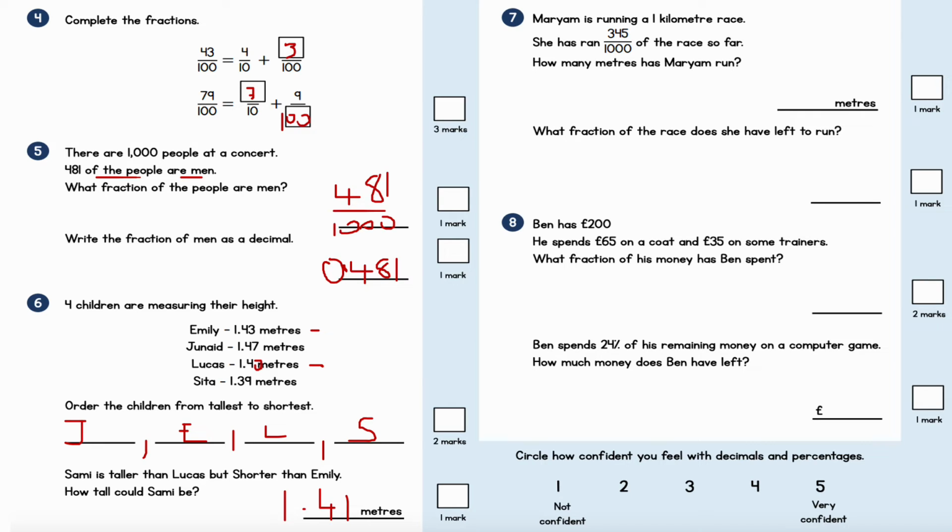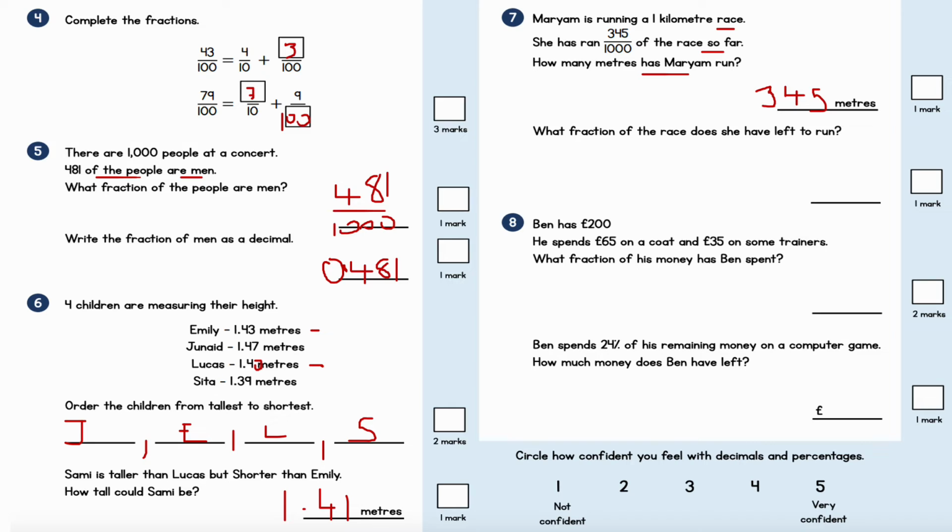This is question number 7, guys. Miriam is running a 1 kilometer race. She has run 345 out of 1,000 of the race so far. How many meters has she run? So she has run 345 meters. 1 kilometer is 1,000 meters.